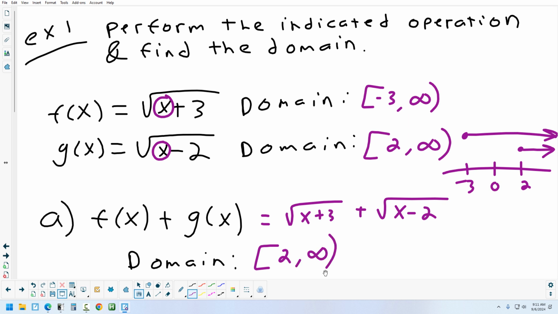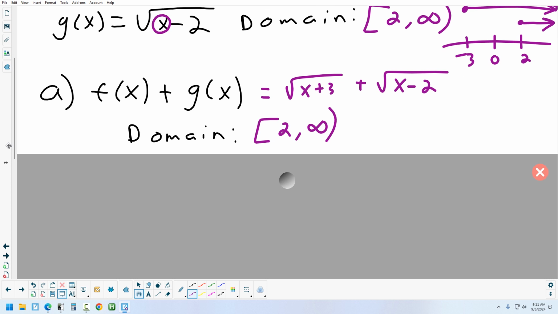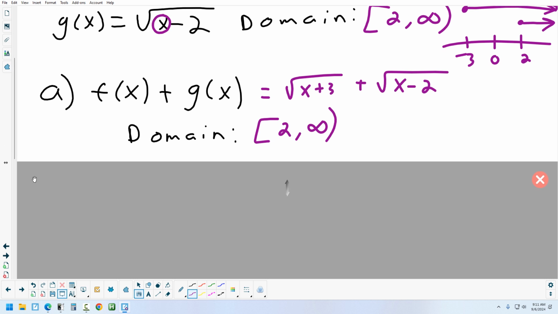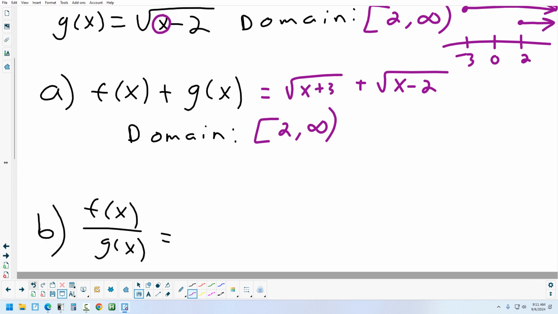Any questions on finding the domain there? All right, let's try this one. Again, they're not like terms, so we're pretty much just going to write that. There's nothing we can reduce here.